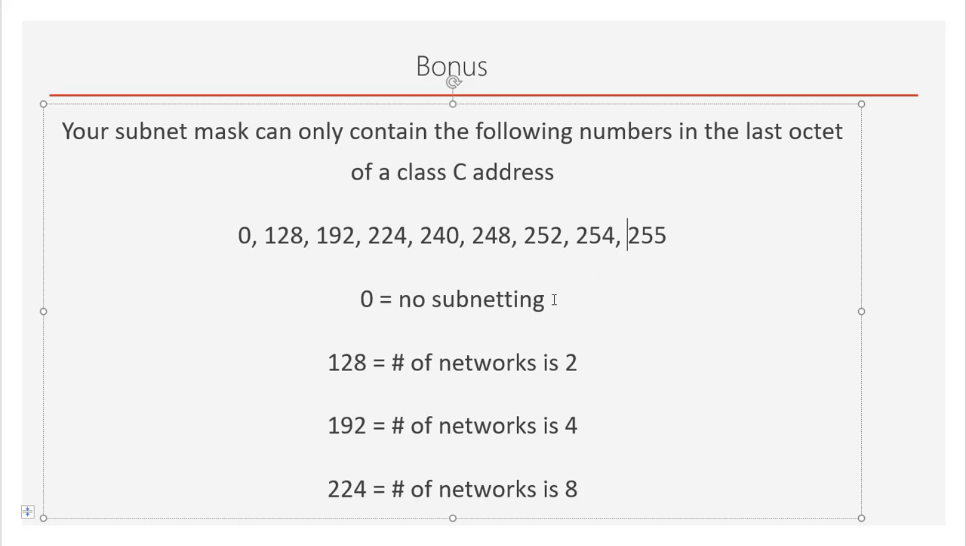So if I have a 0, there's no subnetting. If I have a 128, we subnet with a network of 2. If I have a 192, it's a subnet of 4. If I have 224, I have 8 networks. So then it's very easy to figure out your charts because you just know the first chart is 128, the second chart is 192, the third chart is 224, and you have your network sizes.